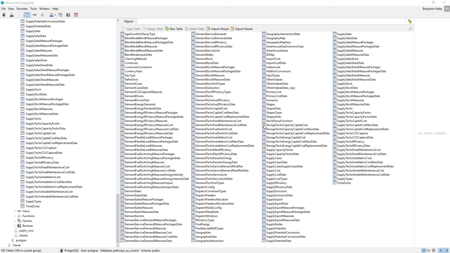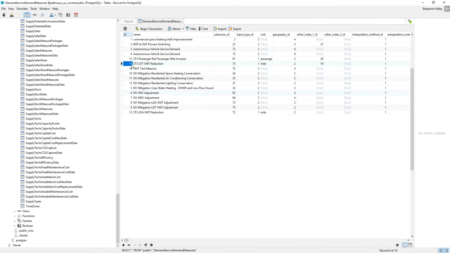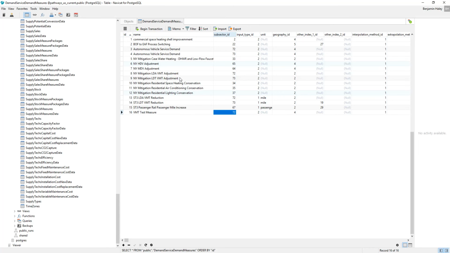So we're going to start here in service demand measures, and I've pre-loaded some of this data so that we can move quickly through it. I've added a measure called VMT test measure. That is in subsector 72, which is our light duty auto subsector. There are two potential input types. One is total, and number two is intensity.